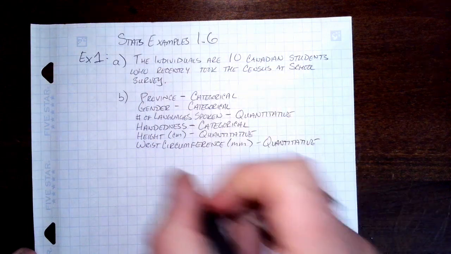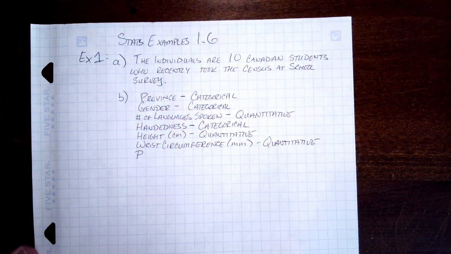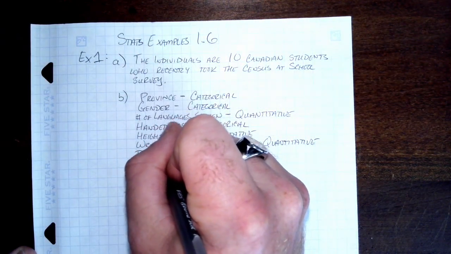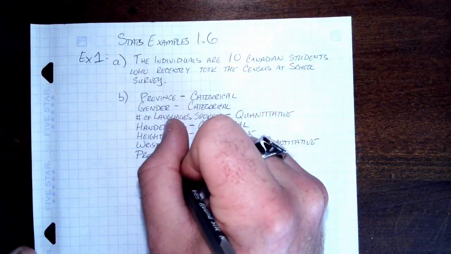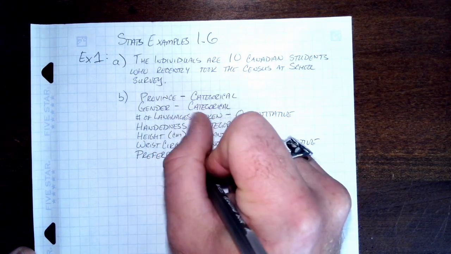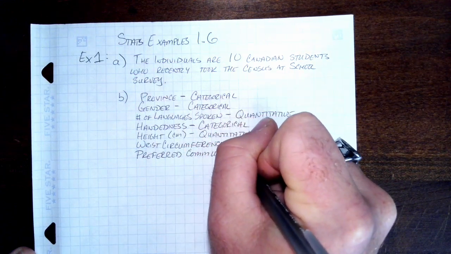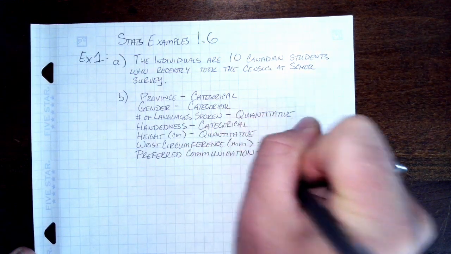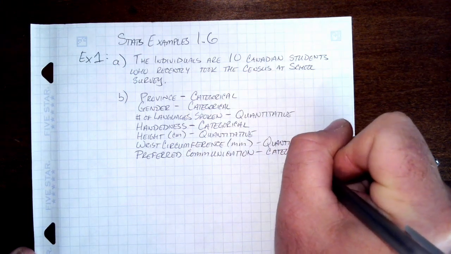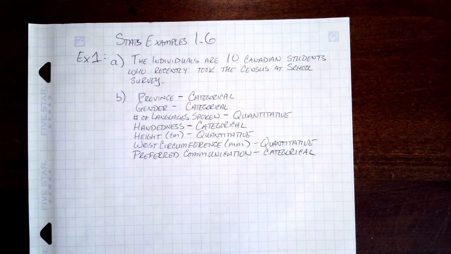And your preferred method of communication, those are in-person, Facebook, cell phone, text messaging, etc. That sounds like categorical descriptive data. That's example 1.